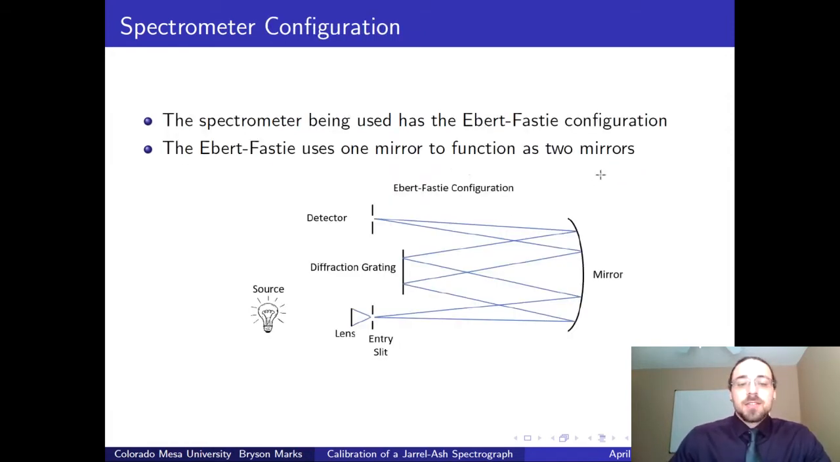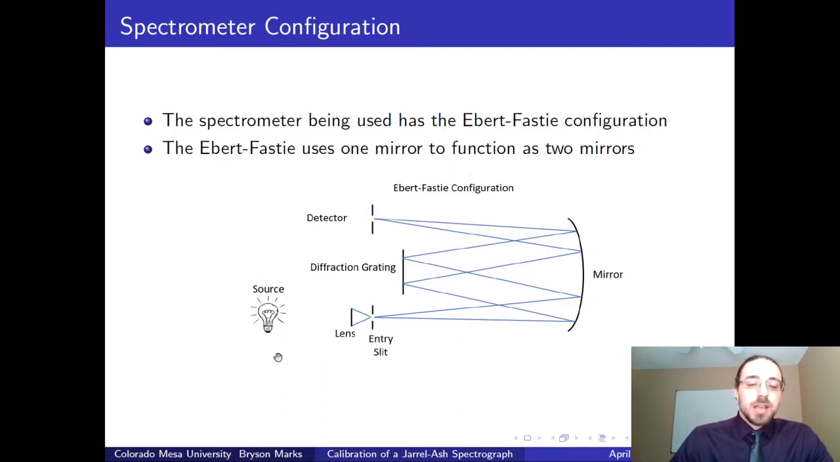So now that we understand the equipment that is involved, here is the configuration of the optics inside. Well, the spectrometer being used has the Ebert-Fastie configuration, and the Ebert-Fastie configuration is unique due to one mirror being used to function as 2. If you remember previously, I said that there were 2 sections of that mirror, and this is why.